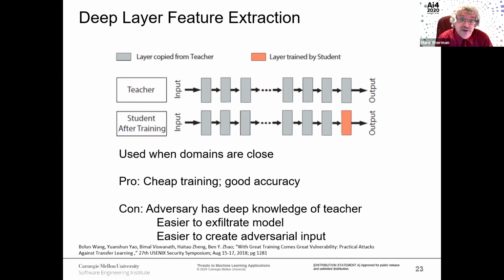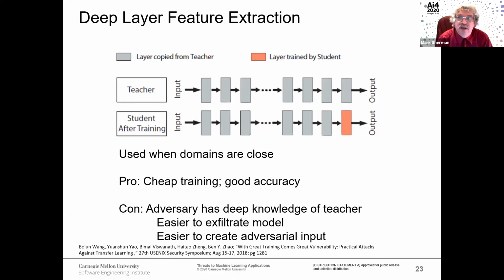Now, the challenge from a cybersecurity perspective is that the adversary has deep knowledge of the teacher. It understands all those parameters that are there. And as we'll see later, understanding those parameters gives insight as to how you can generate models, pictures, or images, or input that will fool the machine into picking up the wrong information. So it's very easy to create adversarial input because what could fool the teacher could very likely fool the same kind of student.